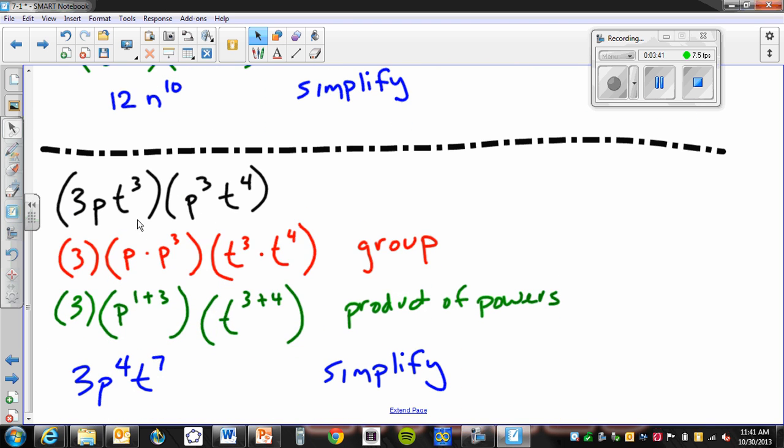Down here, 3pt cubed times p cubed t to the 4th. So what we do, we group everything. We only have one number here. We have p, which is p to the 1st, times p cubed, and t cubed times t to the 4th. 3 stays the same. Product of powers: 1 plus 3 gives us p to the 4th, and 3 plus 4 gives us t to the 7th. So 3, p to the 4th, t to the 7th, and we are simplified.